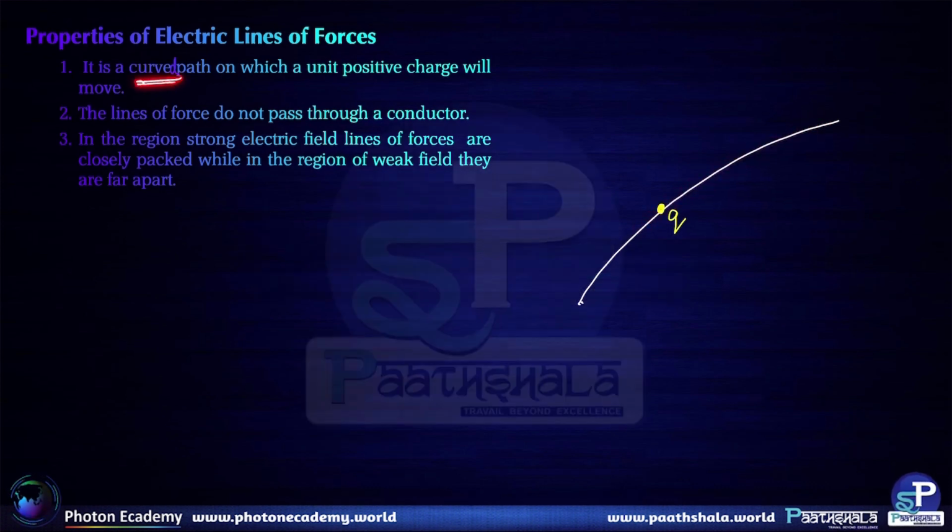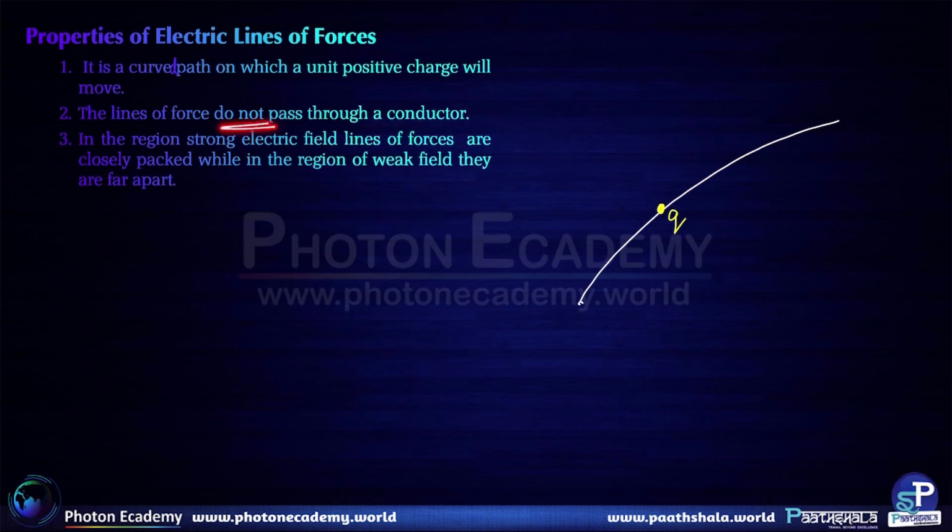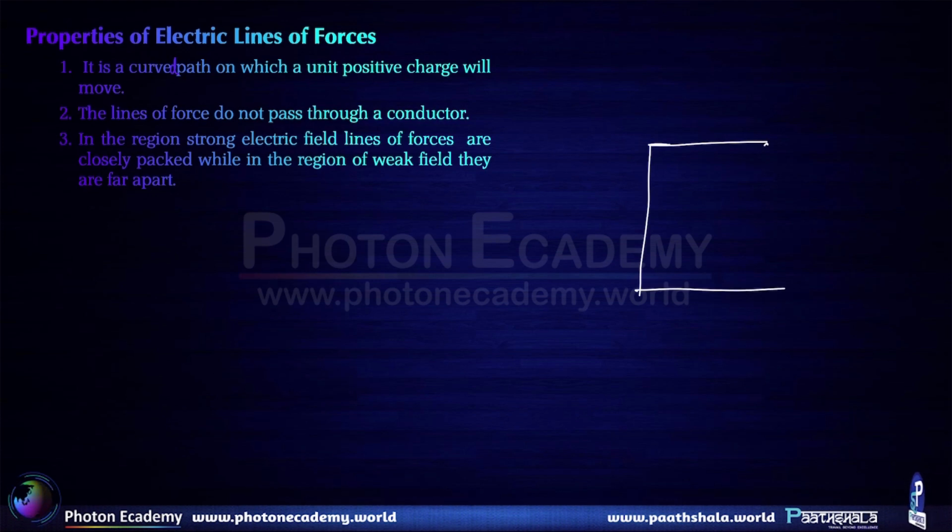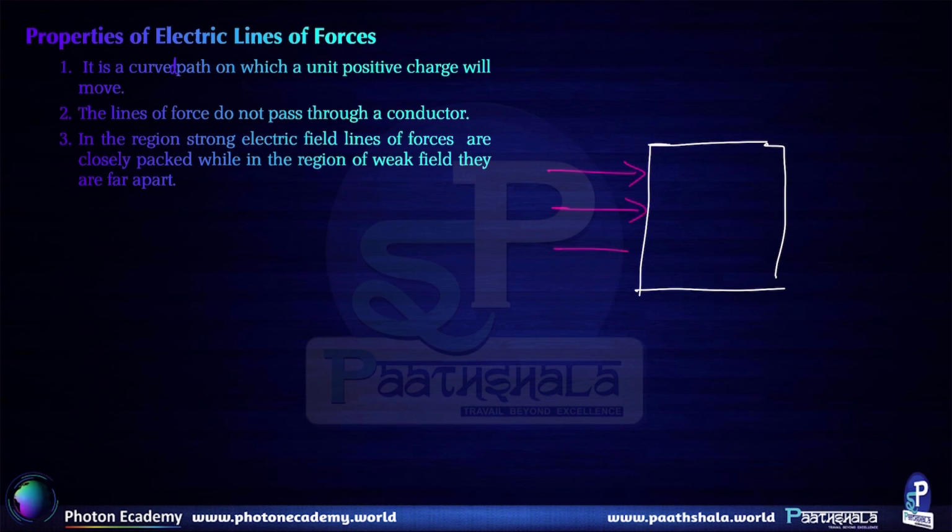The electric field line may not always be curved, sometimes it may be straight, as we have seen in the case of isolated point charges. These electric lines of force do not pass through a conductor. So what happens when a conductor is present? Let us say this is the conductor, and these are the electric field lines. These electric field lines terminate here at the surface of the conductor and do not pass through the conductor.